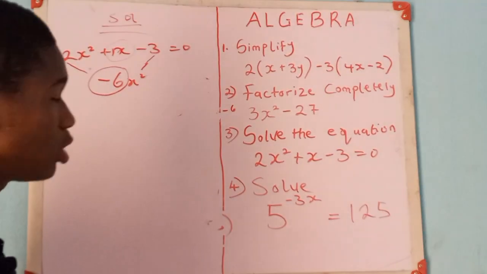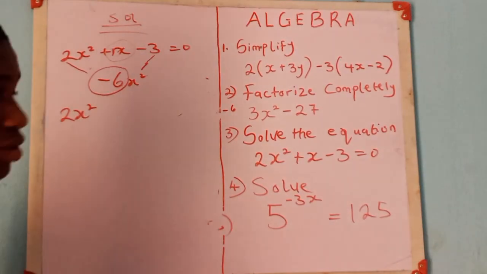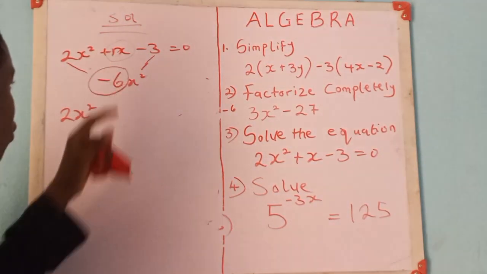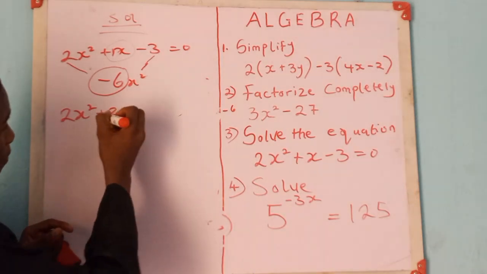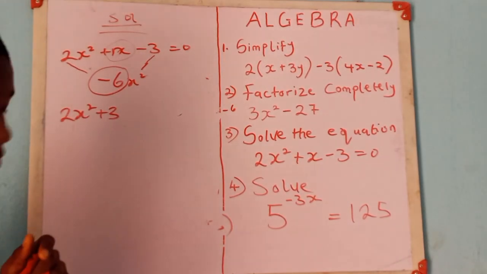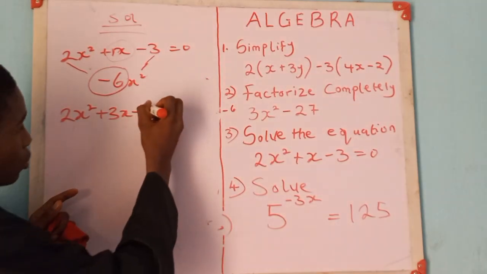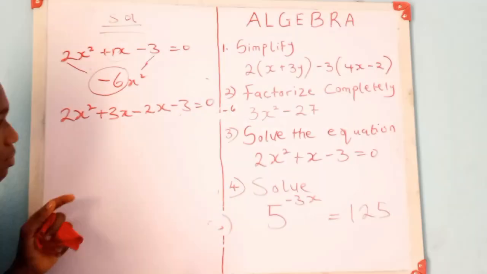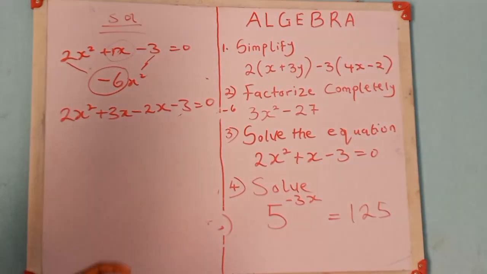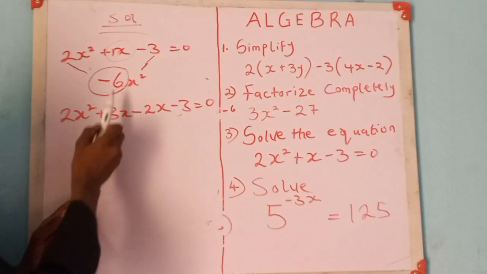So from this point, I'm going to be having 2x squared. Now at this point, I'm going to be having plus 3x, then minus 2x. Then I have minus 3 is equal to 0. Now what I did here was that I split the middle value into 3x and 2x, in this portion.